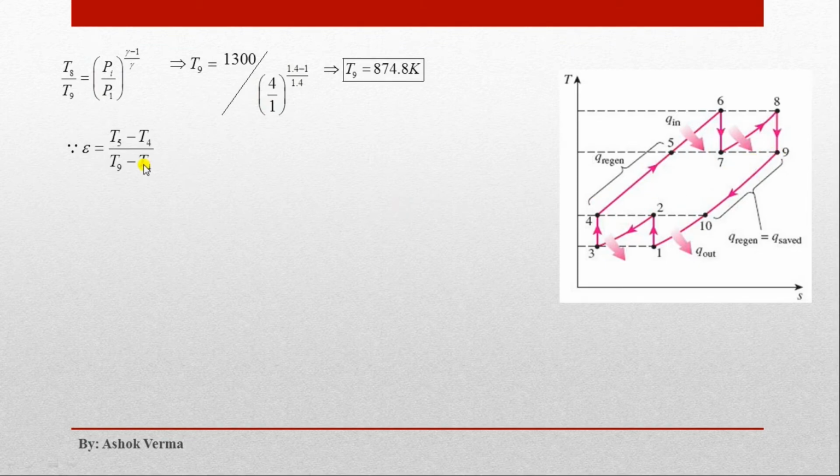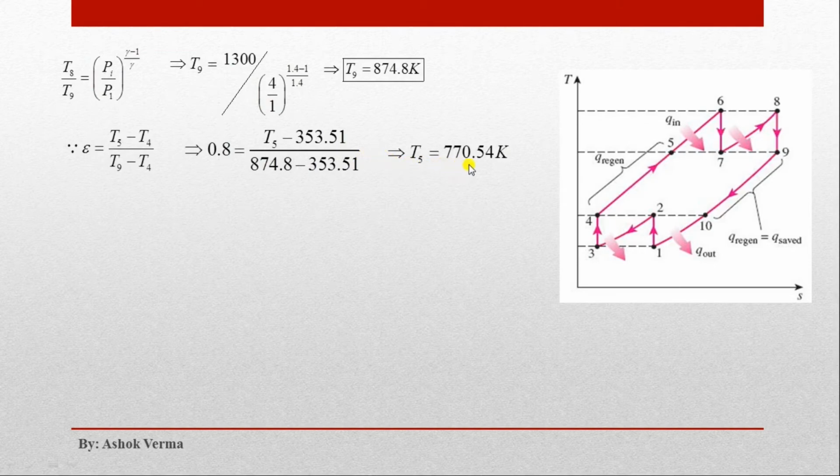So after putting the value, effectiveness is given, that is 0.8, equal to T5 minus T4 over T9 minus T4. T5 you don't know, you have to calculate this. T4 you have calculated, that is 353.51, and T9 is also calculated, that is 874.8. After putting these values and calculating, we will find T5 equal to 770.54 Kelvin. So you have calculated T5.